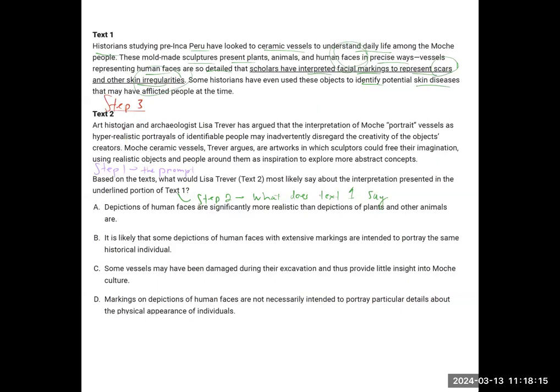So step three, okay, says the art historian has argued that the interpretations are hyper-realistic portrayals. And when that happens, they may inadvertently disregard the creativity of the creators. The vessels are artworks, and they freed their imagination using all the realistic stuff as an inspiration. So this author is saying that the response to text one is saying that in text one, the historians are disregarding the creativity of the pre-Inca Peru artists. And so which answer says that?